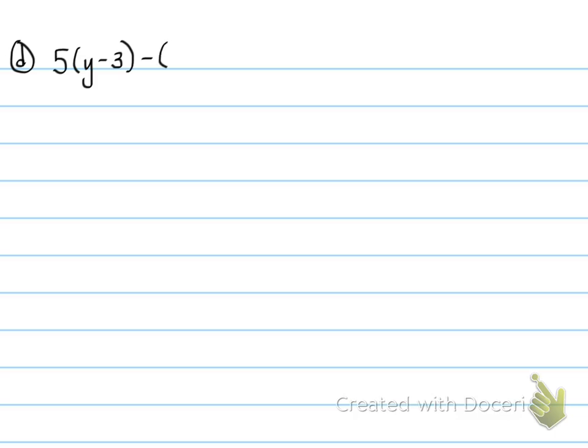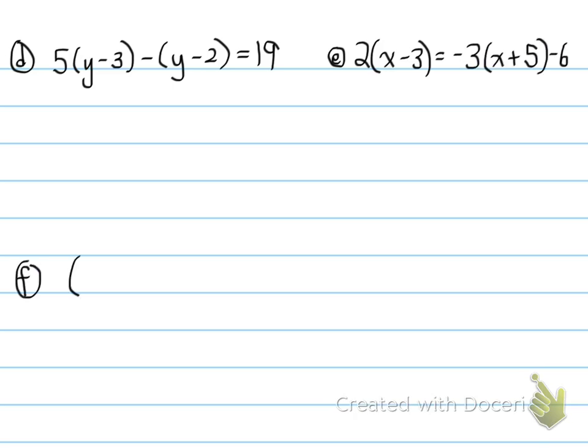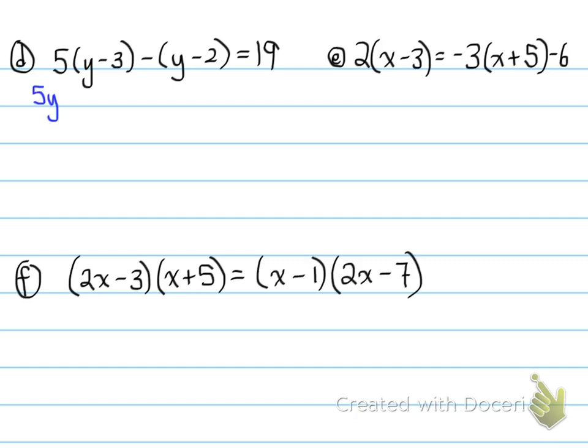5y minus 3 minus y minus 2 is equal to 19. And then E is the letter here, and F is over here. Okay, we're going to do the last example with a check, folks. So I'm going to show you what a check is with the last example. But let's look at these examples here.